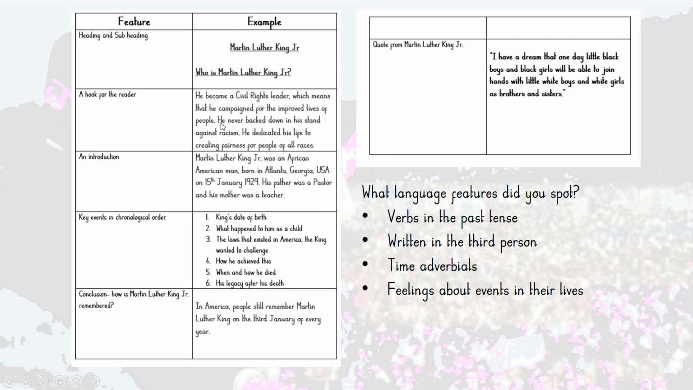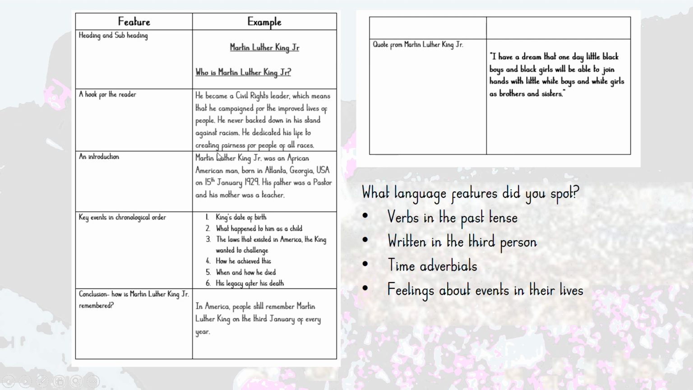A hook for the reader. I thought it was quite interesting that he became a civil rights leader, because I wanted to find out what a civil rights leader meant. I wanted to know why he became a civil rights leader and why he dedicated his life to creating fairness for people of all races. The introduction on there was all about him, who he was, where he was born, when he was born, his parents as well.